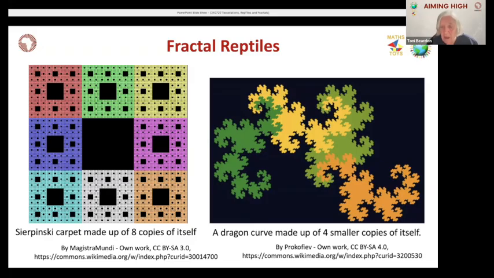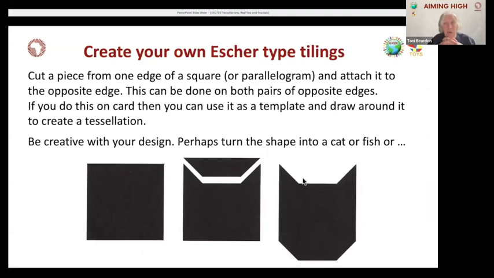And now, how about you actually being creative yourself, and or your learners doing this, and making your own Escher type tiling. So this gives you a little bit of guidance about how to set about doing that. So you make some sort of cut out of one edge from one corner to another in the shape in a square, and here I've just shown a trapezium, a bit boring.